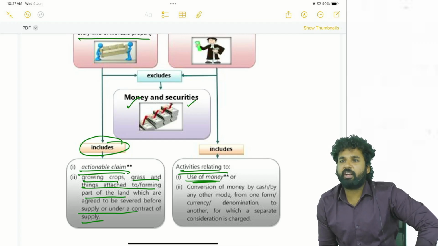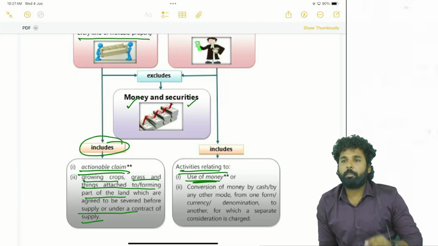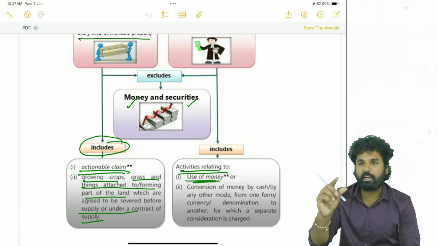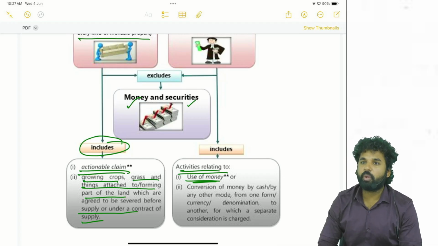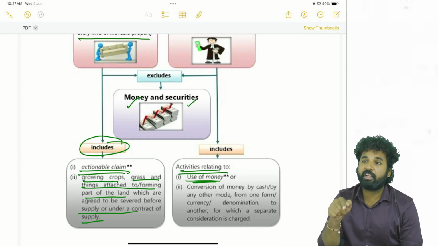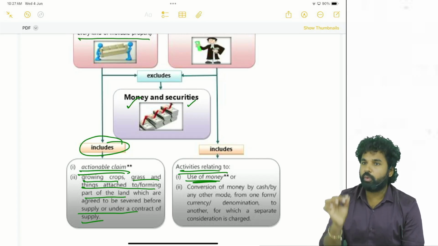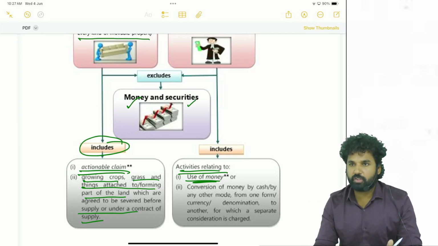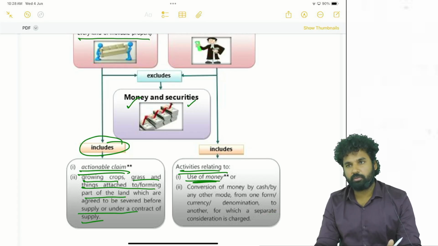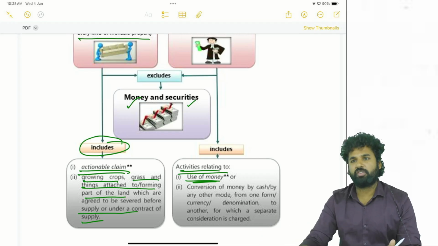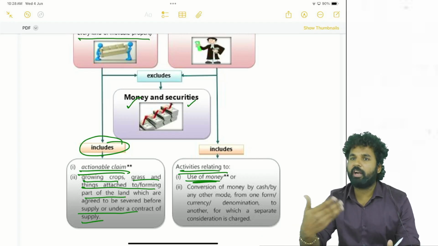What is an activity relating to the use of money? You are depositing cash or withdrawing cash. That means you are dealing in currency only. Whenever you are taking a loan for some interest, that is an activity relating to the use of money. You are using money, and for that usage you are paying interest. That means the extension of a loan or advance is a service.